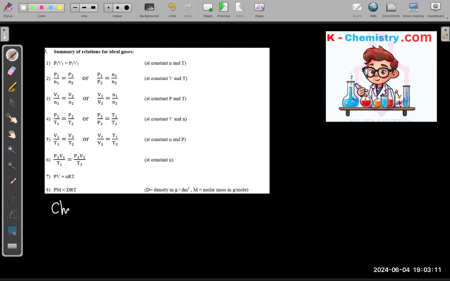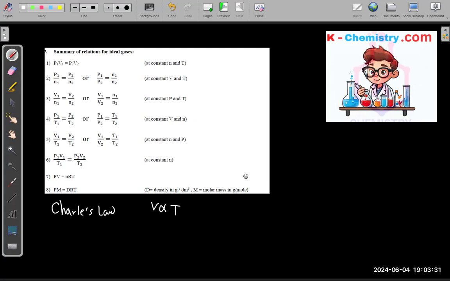So Charles's law tells me the relationship between the volume of the gas and the temperature. We say that the volume is directly proportional to the temperature. As you increase the temperature, the volume increases. This is if you have a fixed mass, or a fixed number of atoms.